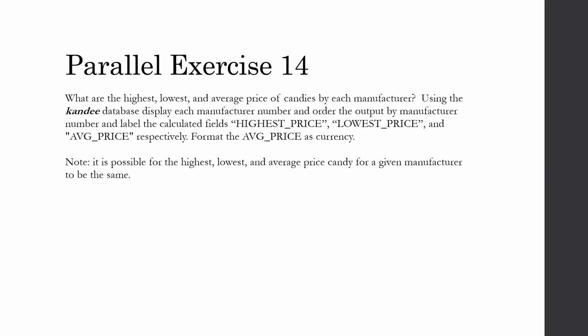Parallel exercise 14. What are the highest, lowest, and average price of candies by each manufacturer? Using the candy database, display each manufacturer number and order the output by manufacturer number and label the calculated fields highest_price, lowest_price, and average_price, respectively. Format the average_price as currency. Note, it is possible for the highest, lowest, and average price candy for a given manufacturer to be the same.